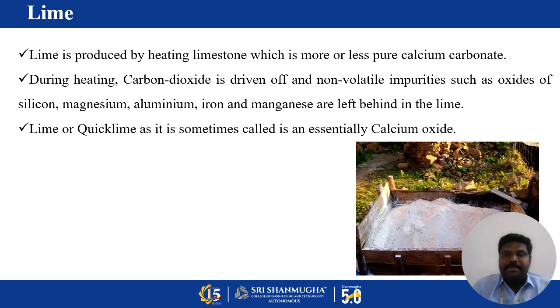It is obtained by heating limestone, which is more or less pure calcium carbonate. During heating, the carbon dioxide is driven off and non-volatile impurities such as oxides of silica, magnesia, aluminium, iron, manganese are left behind in the lime, which is why this lime is sometimes called calcium oxide.